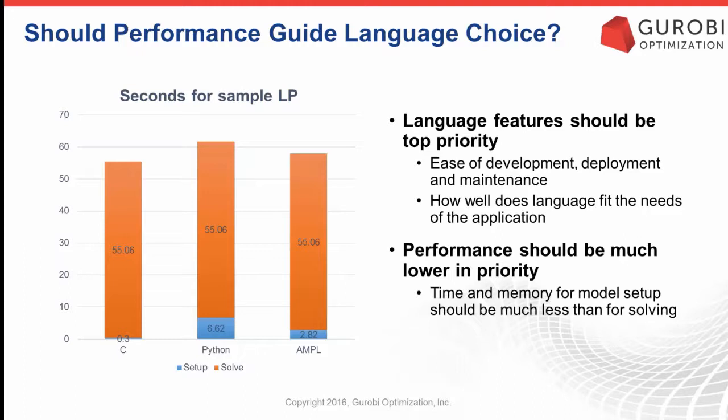So when we come back to that original question of what's the best language to use, you shouldn't be using the runtime as your main objective. If you're trying to pick a language, you should be basing that on the features of the language. Is that language for you easy to develop, easy to deploy the application, and also easy to maintain the application? With a modeling language like AMPL, it's extremely easy to develop, deploy, and maintain that application.